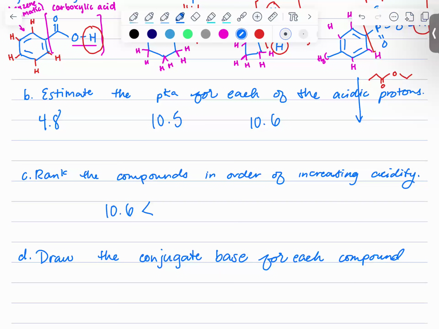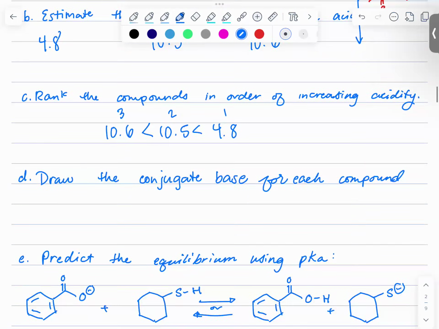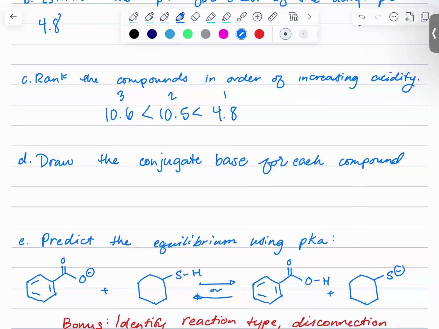Next would be, and then, so if we wanted to do the molecule structures or the compound numbers, we could say 3. Okay, so drawing the conjugate base for each compound. What does it mean to be a conjugate base? Yes, the proton is gone.